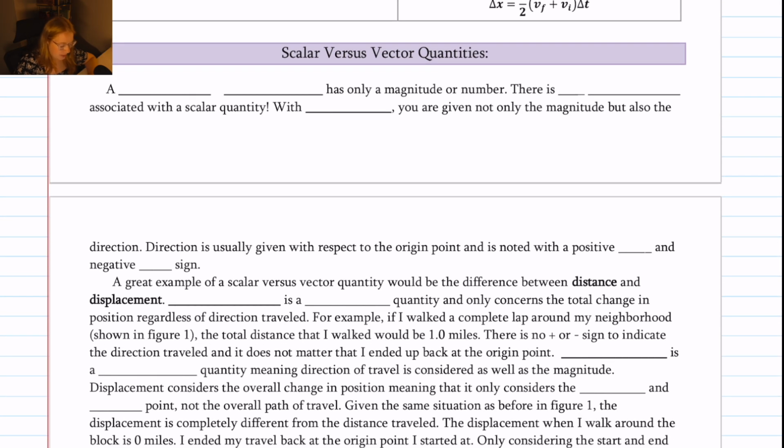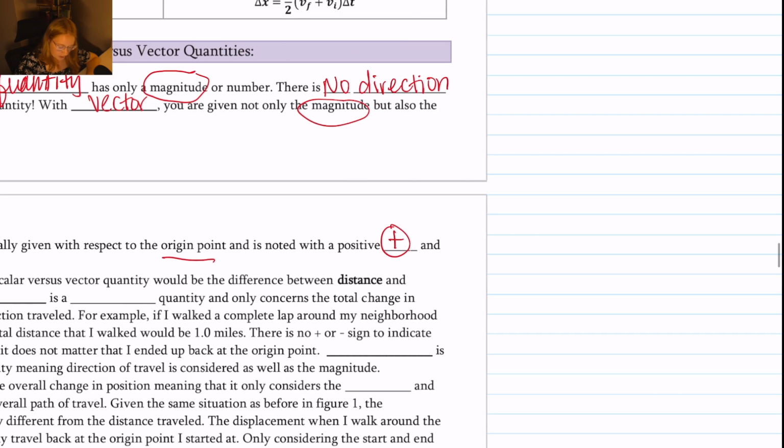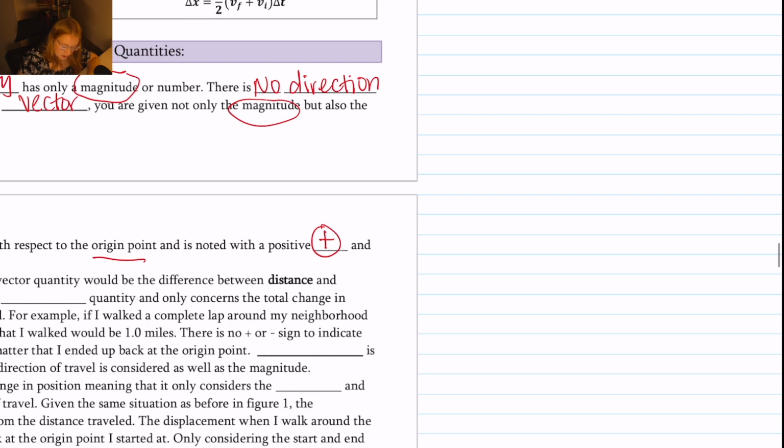Okay, before we can talk about motion, we have to talk about a scalar quantity versus a vector. So a scalar quantity is one that has a magnitude, but no direction given. So it only has a magnitude. There is no direction associated with a scalar quantity. With a vector, we are given not only the magnitude, but also the direction. So you have both things given. The direction is usually given with respect to the origin point and is typically noted with a positive or negative sign. But let's talk about a scalar versus vector in more detail.